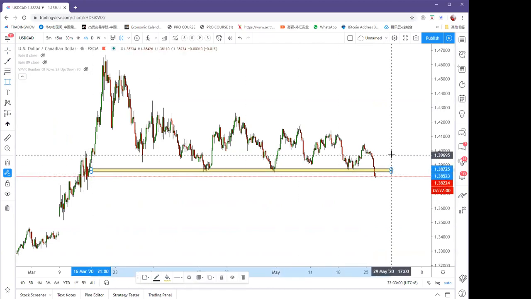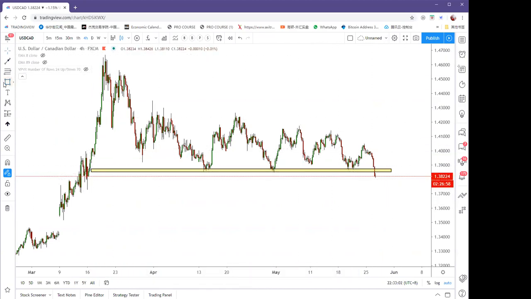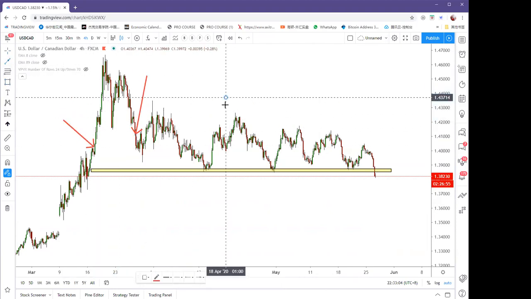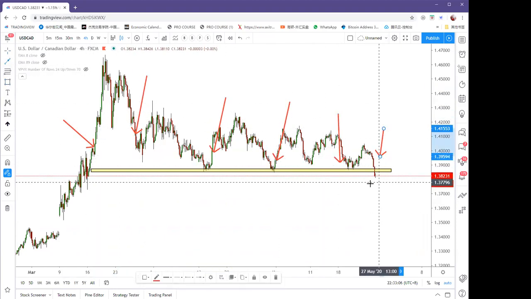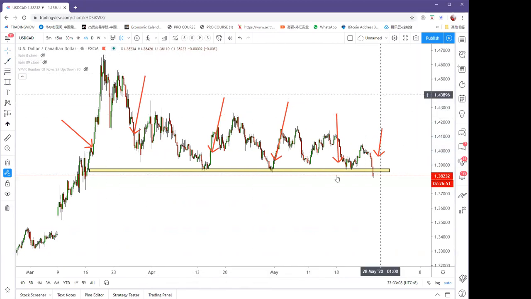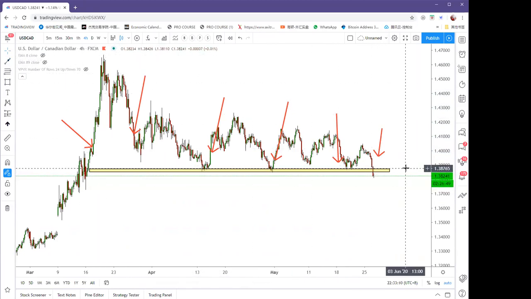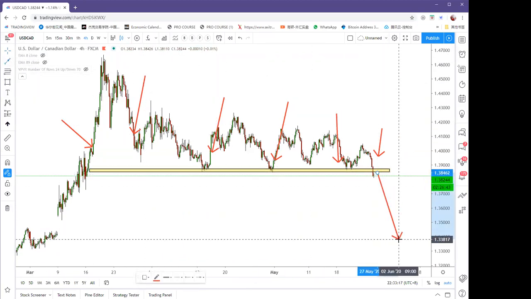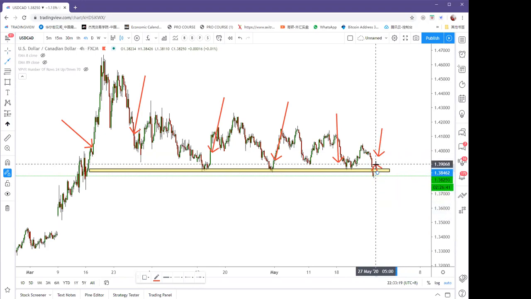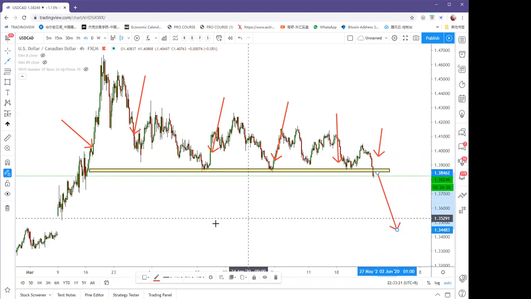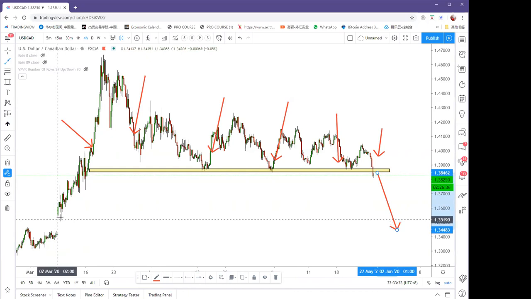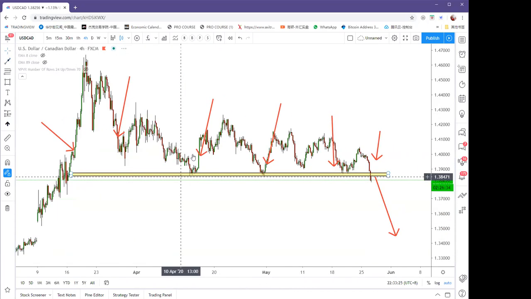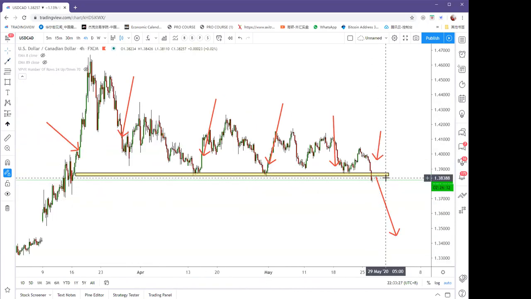1.3850 was broken. Okay, the whole area is now underwater. All those buyers who bought above 1.3850 are trapped. So these people are going to stop, are going to cut their loss. So that power will actually push the dollar Canadian to 1.34 of this gap. So don't waste this opportunity to capture a dollar Canadian short.